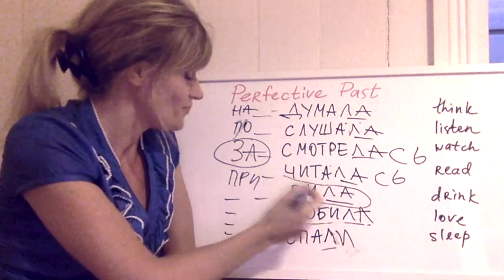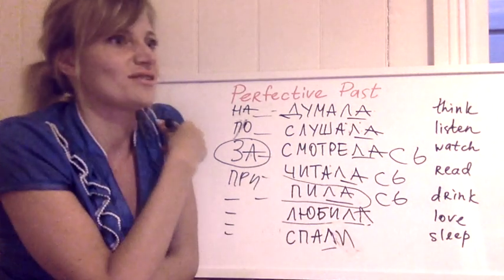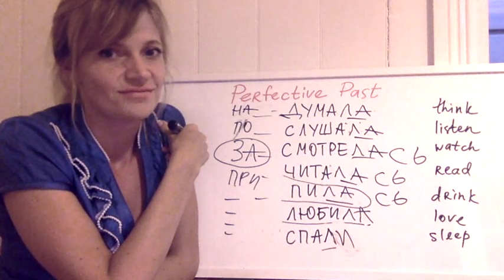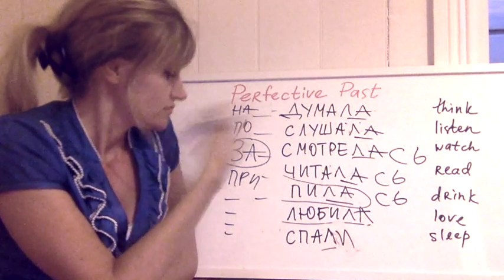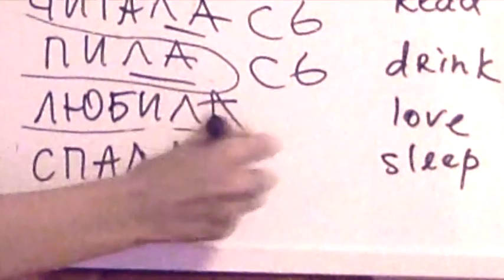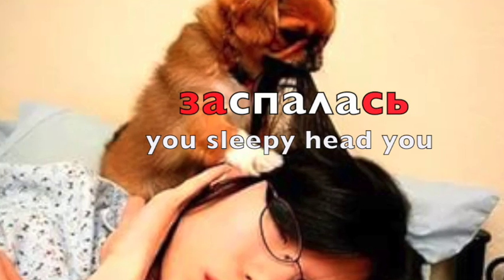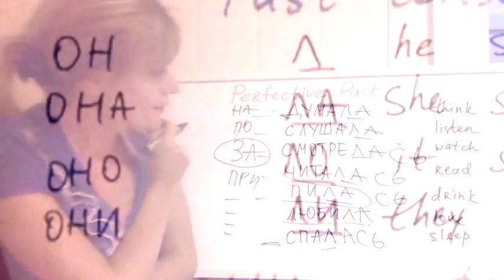And запилась means she got herself into drinking. You can use заспалась also, which means beyond. Ты заспалась. It's already 11 o'clock. Get up. Okay.